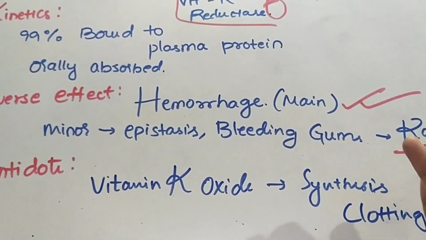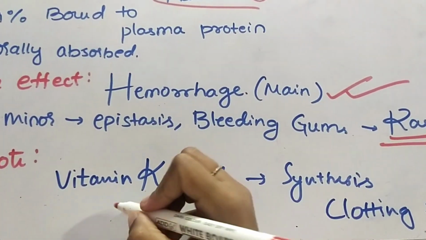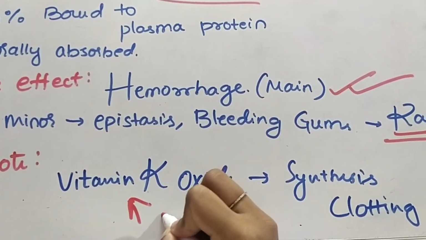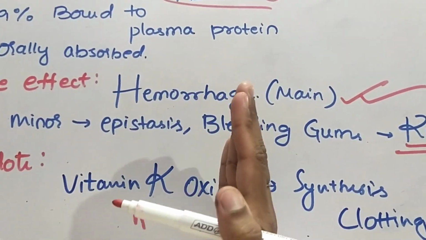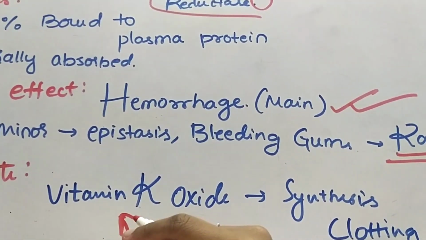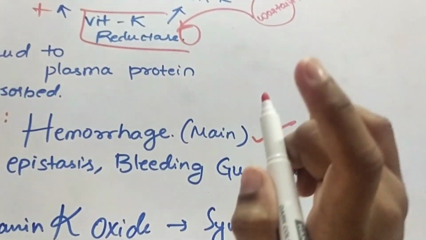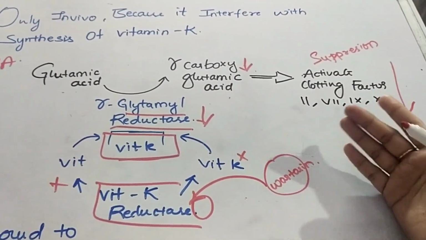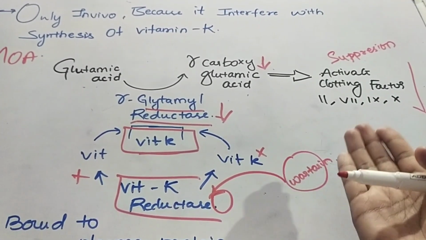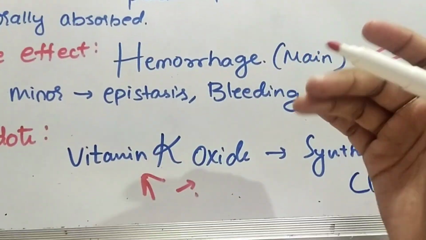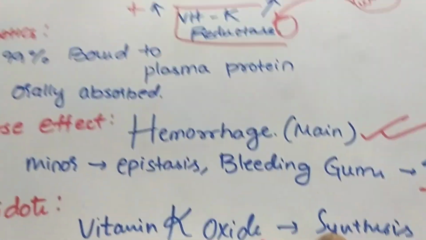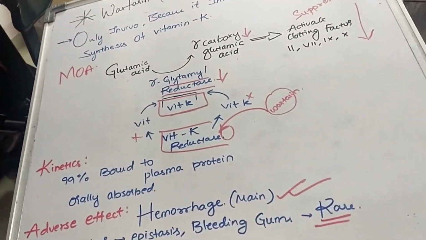Now the antidote of warfarin. If warfarin is given at a higher dose, it leads to toxicity, so we need an antidote for it. Vitamin K oxide is the antidote, which results in synthesis of clotting factors and reverses the mechanism of warfarin. As clotting factors are produced, the warfarin action is suppressed. So the antidote of warfarin is vitamin K oxide. This is a brief discussion of warfarin.